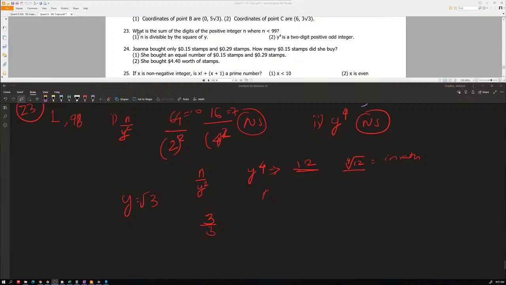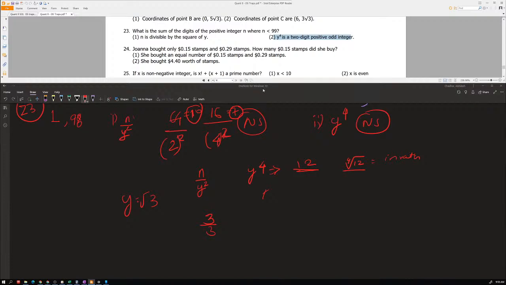So we had this question where n is less than 99. It's a positive integer, and n is divisible by the square of y. We check that n is divisible by the square of y, and we get two different sums, so we have to check the sum. 6 plus 4 is 10, and 6 plus 1 is 7. So this is not sufficient. The second condition doesn't give anything about n. It is just giving some information about y square, y power 4. So it is anyway not sufficient.